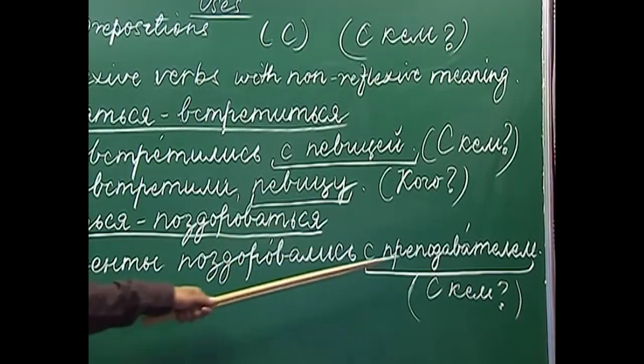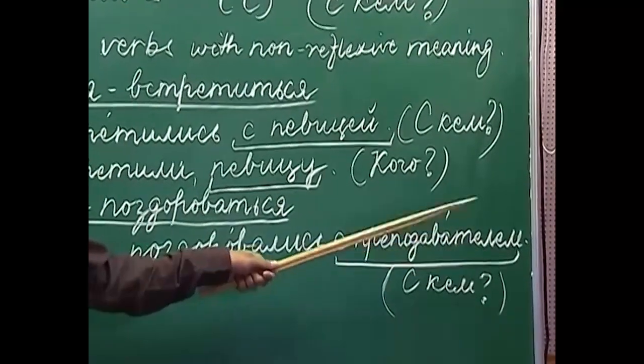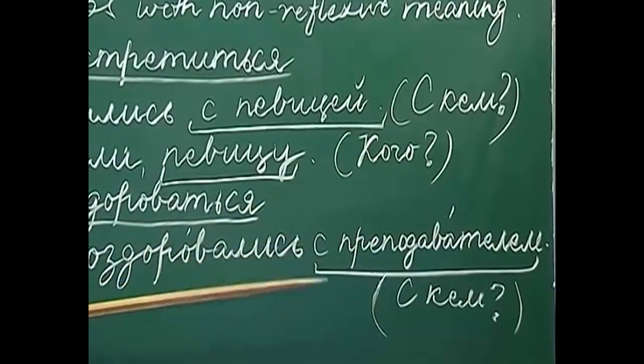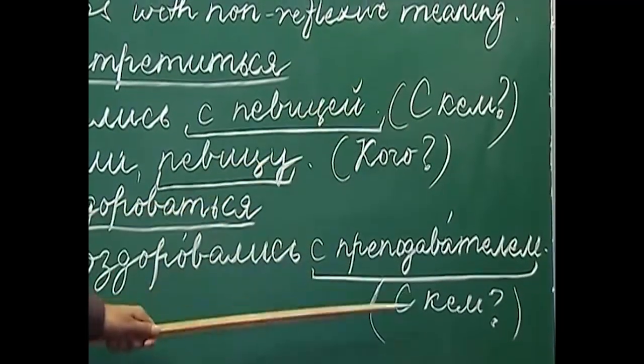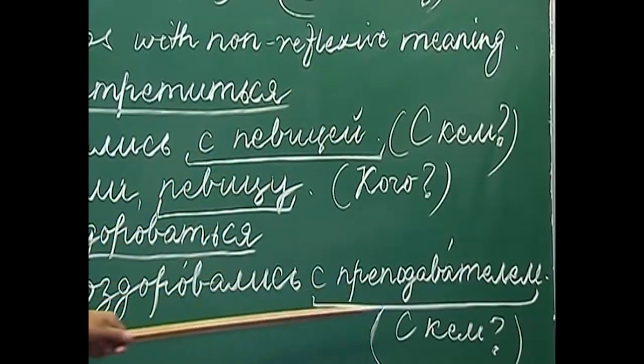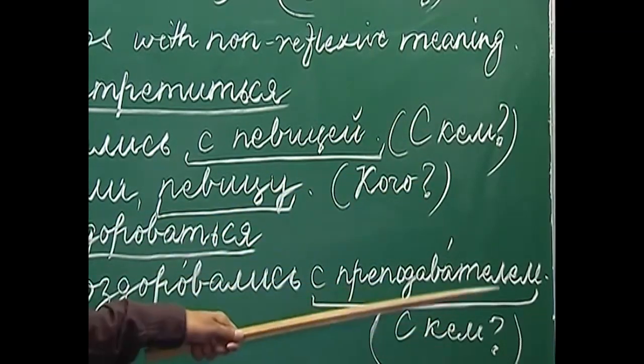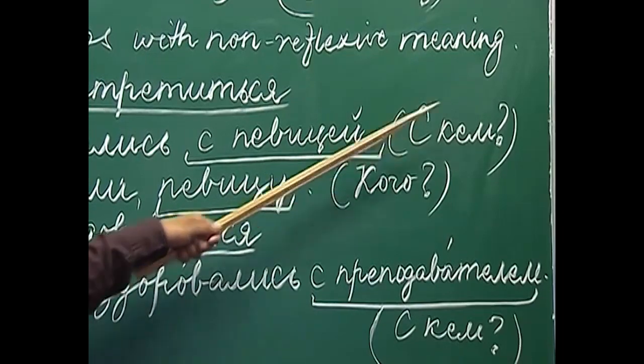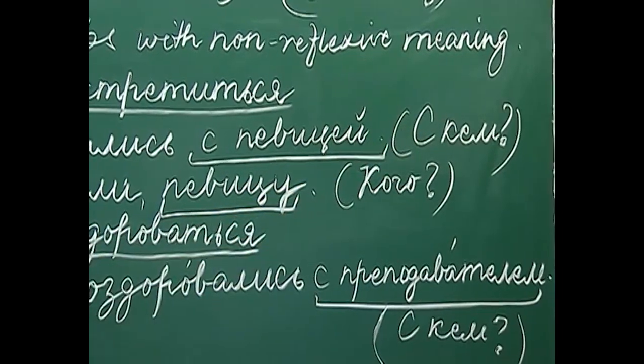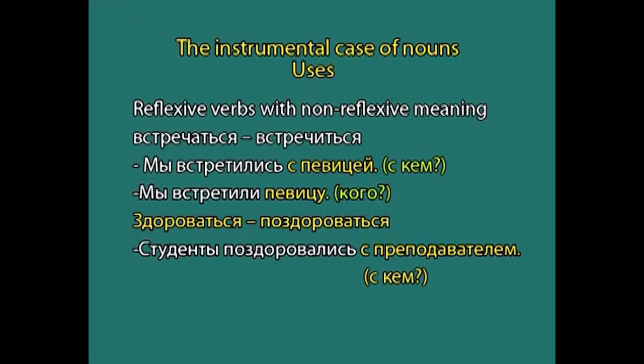So, here we are using the instrumental case of the noun преподаватель with the preposition, and these two nouns answer the question с кем, with whom. Here also с кем, which means with whom. So, there are other verbs also that we will discuss in the next part.